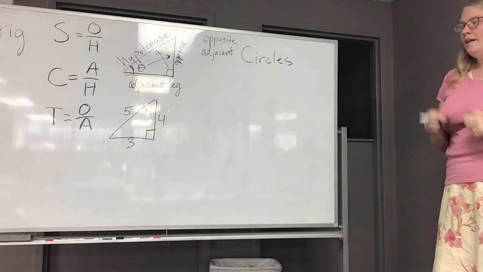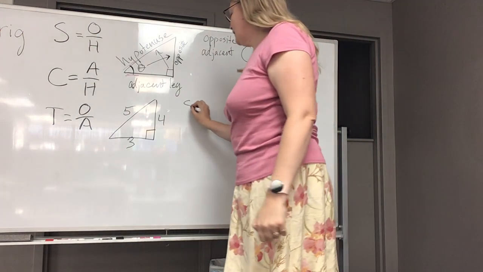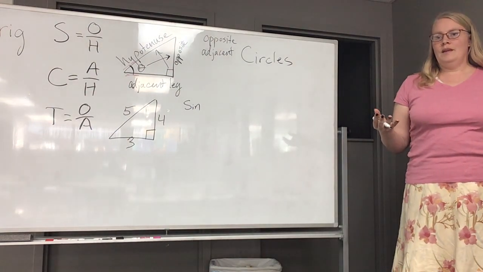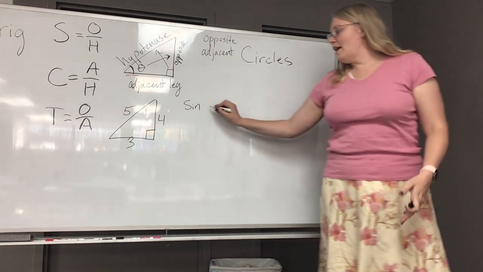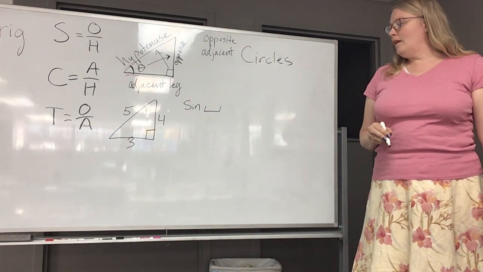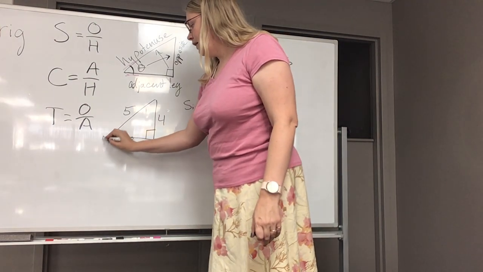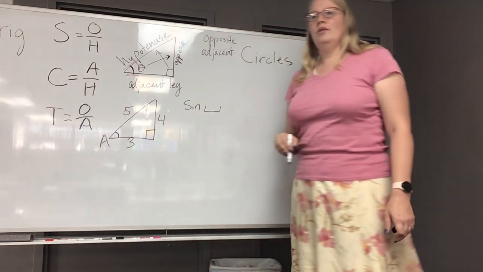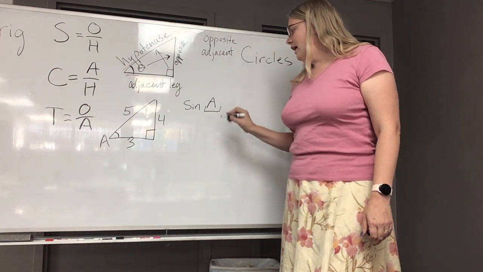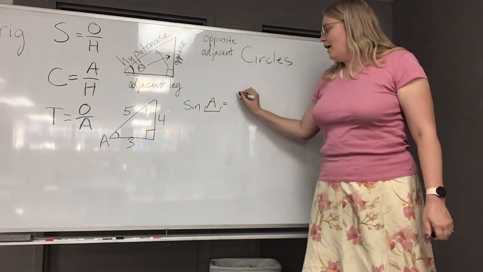So again, sine does not exist in a vacuum. It has to be the sine of something. In this case, I'm going to say it's the sine of this angle right here with the corner A. The sine of A is going to be opposite over hypotenuse.